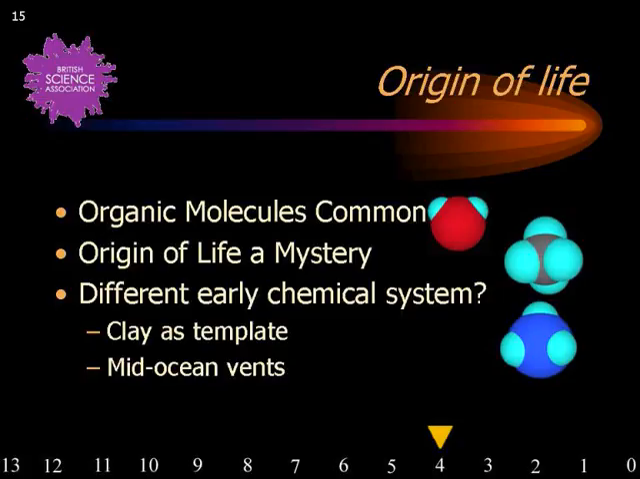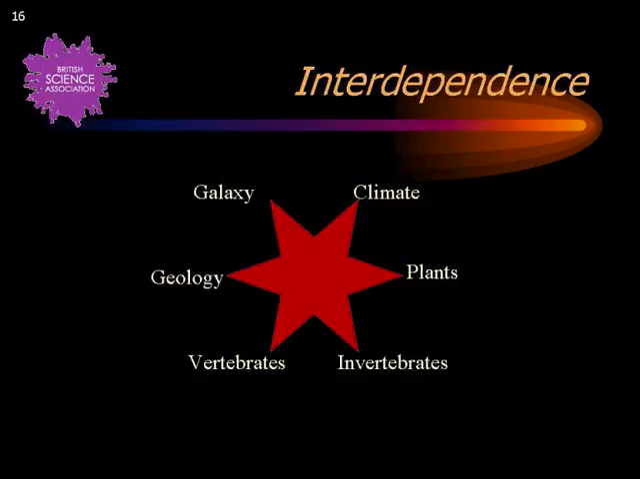Or indeed, could it have formed somewhere else and come to the Earth by drifting in meteorites being brought here? We've got no idea, basically. So that's one of the exciting areas which our children will continue to work on. One of the key themes of the story is interdependence. All these different factors work together. For example, we've already talked about how geology could have affected life.